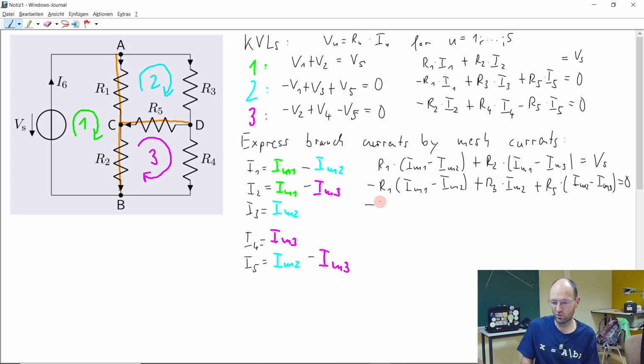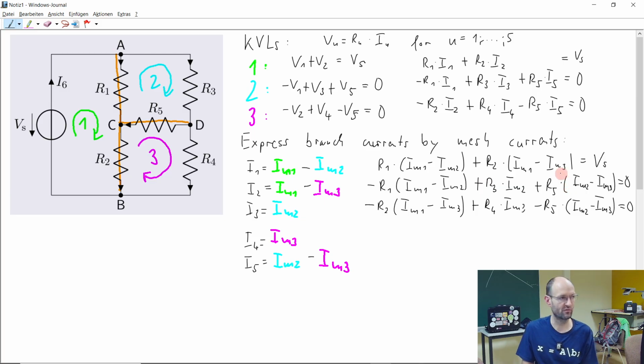Okay, and then the last Kirchhoff's voltage law is minus R2 multiplied with IM1 minus IM3 plus R4 multiplied with IM3 and minus R5, multiplied once again with IM2 minus IM3, and the sum is 0. Okay, so now check: 3 equations, 3 unknowns, should be possible to solve.